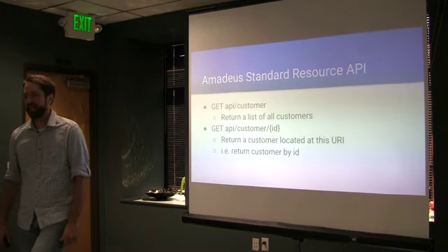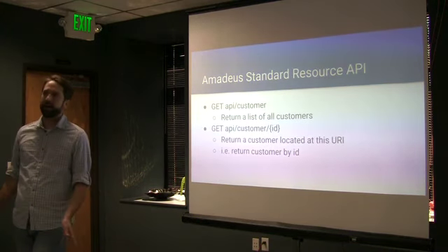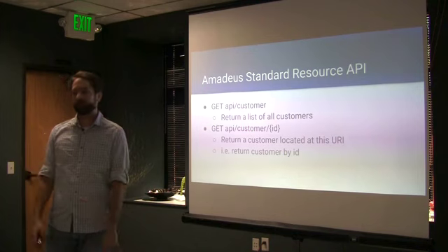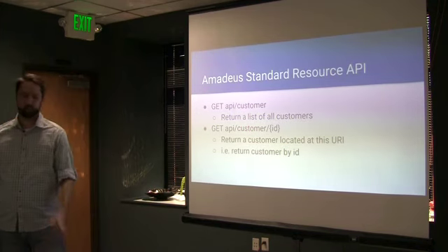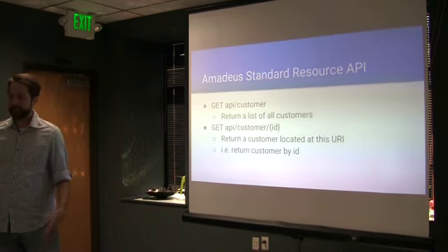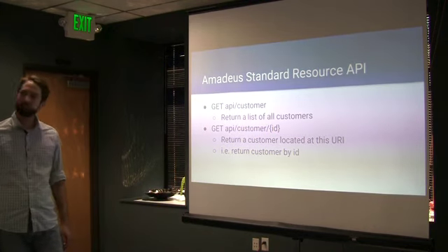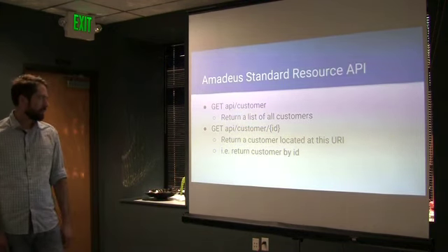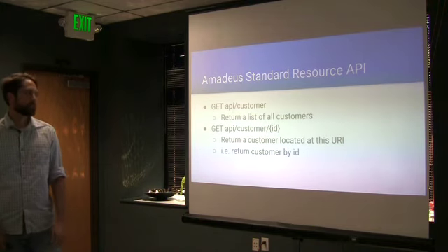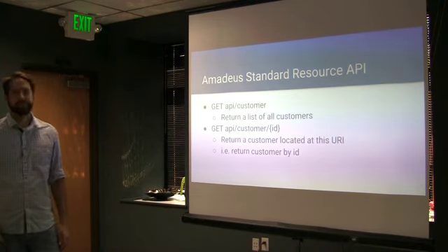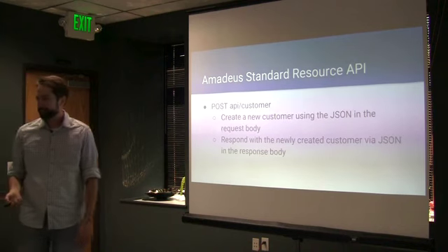So now we're going to get into just the standard resource API that we're gearing our development towards. So kind of just building on everything we talked about. If we had a customer resource, this is what our standard API would look like. You'd be able to GET to return a list of all customers. You could GET to return a customer located at that URI, i.e. return a customer by ID.